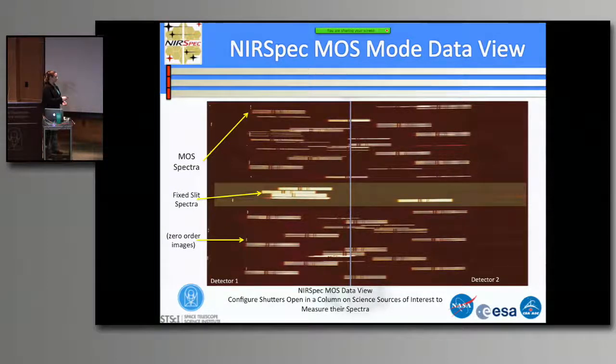in the multi-object mode. And this is an example of what you see as a MOS spectrum in our medium resolution, short wavelength setting. You'll always have open fixed slit spectra, because the fixed slits are always open to the sky. And in this medium resolution setting, you can actually see 0 order images. So this is a 0 order image, for example, of these slits that are open over here. And so what we do is we configure the shutters in an open column on science sources to measure the spectra of many targets.